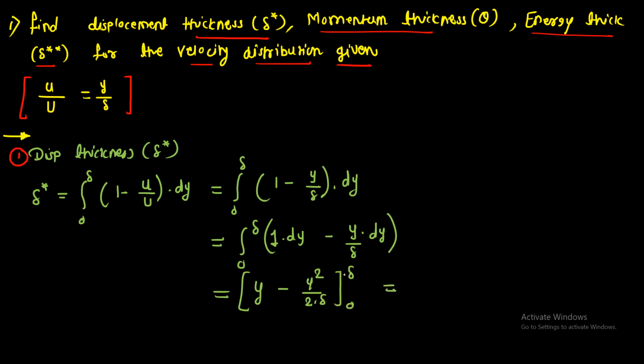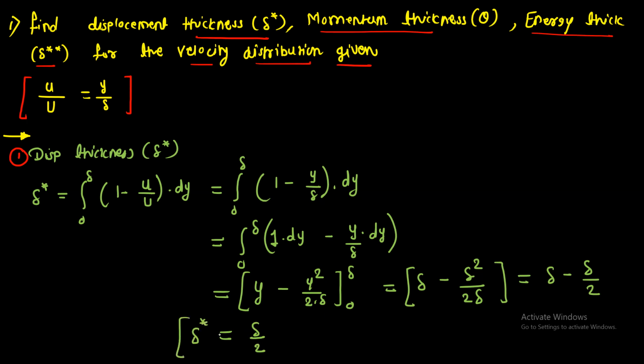Now just put the limits delta and 0. So this is equal to delta minus delta square upon 2 delta. If I put 0, everything will be 0. So this is equal to delta minus delta upon 2. Finally, we get the answer as delta by 2. So this is the displacement thickness.